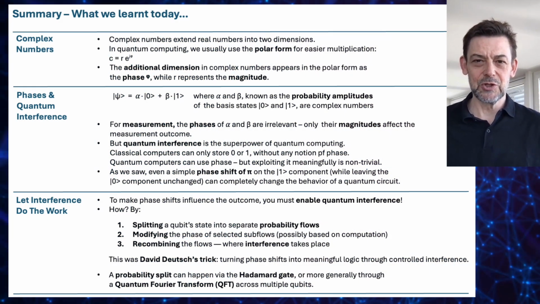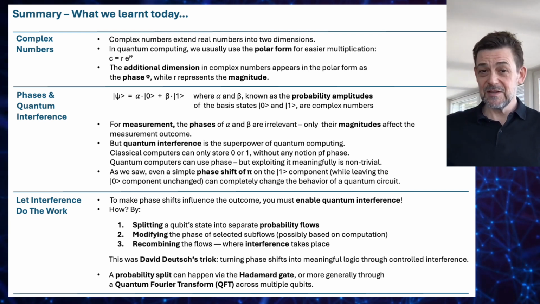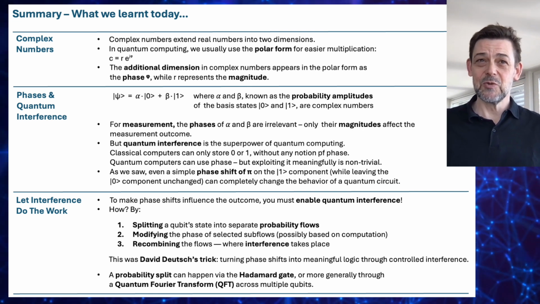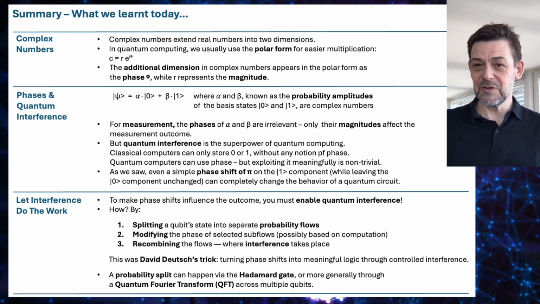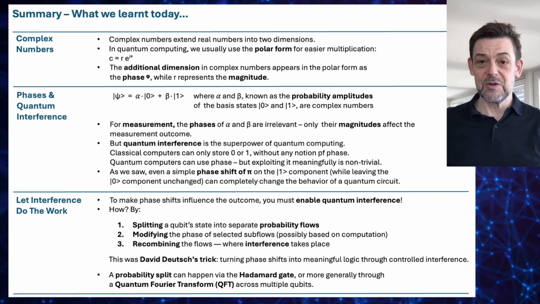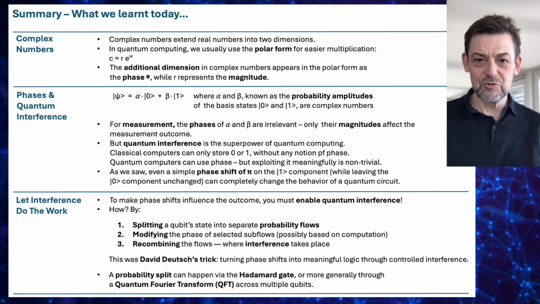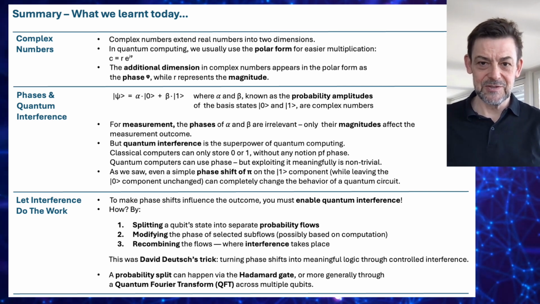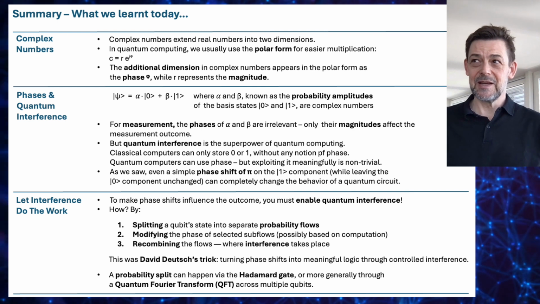Here's a brief summary of what we learned in this video. We explored complex numbers, extending real numbers into a second dimension. We studied their polar form for quantum calculations and noted that the phase represents the extra dimension in polar form. We examined phases and found that for measuring a qubit state, the phases of the probability amplitudes are irrelevant. However, for previous calculations, the phases enable quantum interference to occur, which is a crucial feature of quantum computers. Classical computers, in contrast, operate only with zeros and ones, without phases or signs.